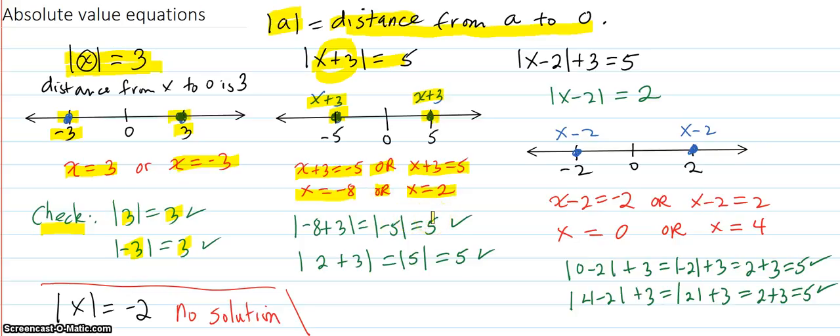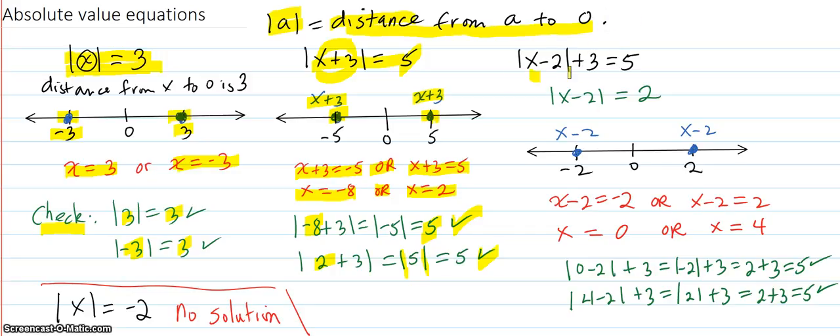And then for the check, put the -8 solution in. -8 plus 3 is -5. Absolute value of that is 5. And that's what it's supposed to be. So that checks out. Now put the solution 2 in there. Absolute value of 2 plus 3 equals 5. Absolute value of 5 equals 5. Check.